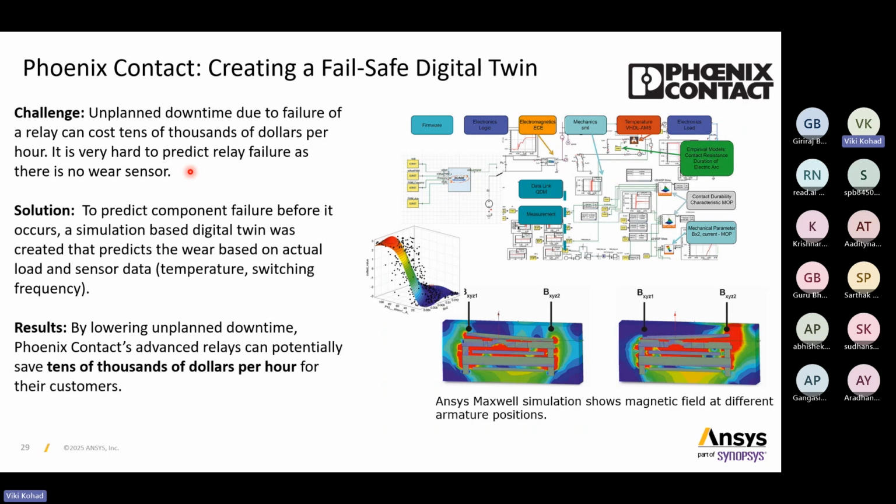Okay, so they gather the data. After gathering the data, they potentially find out the cause and they fix that cause. So as of now, by using the ANSYS Twin Builder, they save tens of thousands of dollars per hour, because every time the relay gets fed and they have to reconstruct that relay, they have to pay like $10,000.